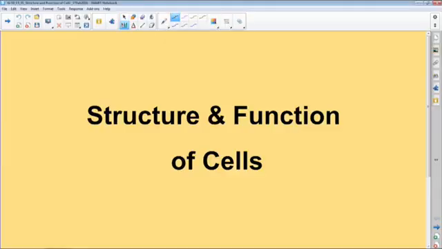Today we're going to have a look at the structure and function of cells. And we all know that when you did Grade 9 stuff, cells are the building blocks of, well, not of matter, of biology. It makes up everything. So let's have a look at the first thing that we're going to have a look at.